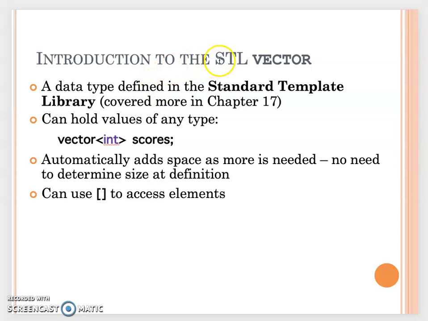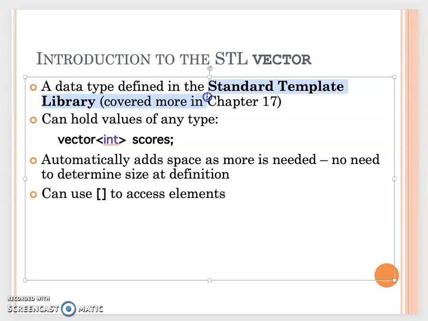So what is the STL library? STL stands for Standard Template Library. We cover more information in Chapter 17, so in 110 class, we will only introduce vector. In the standard template library, this template keyword means you can specify any data type in the angle bracket.